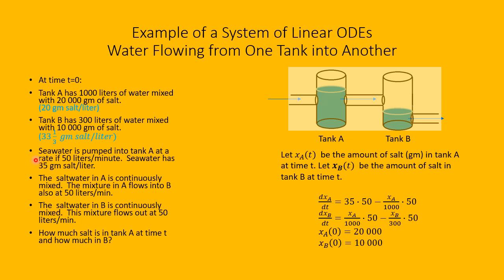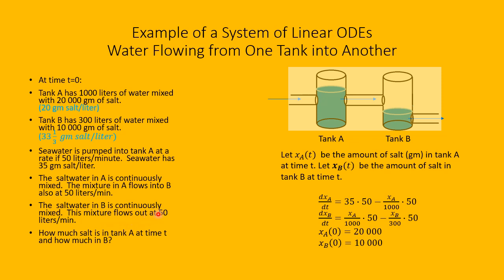So now what happens? Seawater is pumped into tank A at a rate of 50 liters per minute. Seawater has 35 grams of salt per liter. The salt water in A is continuously mixed, and the mixture in A flows into B also at 50 liters per minute. So salt water is entering at 50 liters per minute, and mixture is exiting at 50 liters per minute.